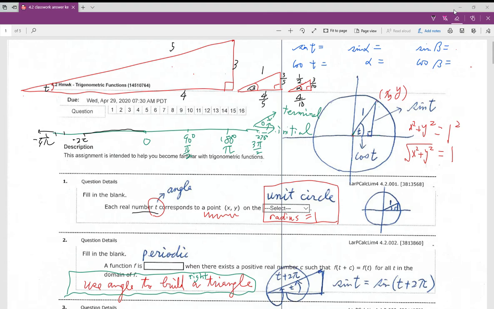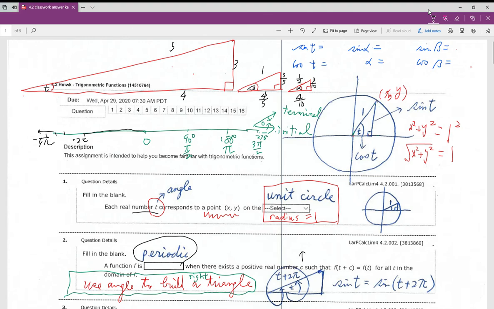So number 2: a function f is periodic when there exists a positive real number c such that f(t plus c) equals f(t). It's too much language here.